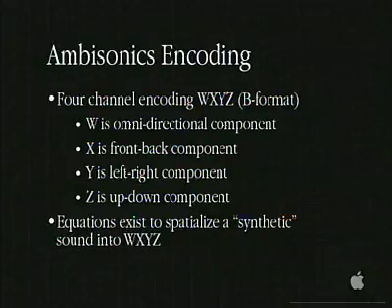The ambisonics encoding is a 4-channel encoding, 4 mono channels. Those channels are W, which is an omnidirectional component, and it comes from the omnidirectional microphone. X is a front-back component. Y is left-right. Z is up-down. So you capture the 3 dimensions plus an omni component.